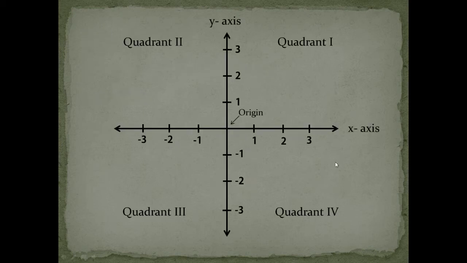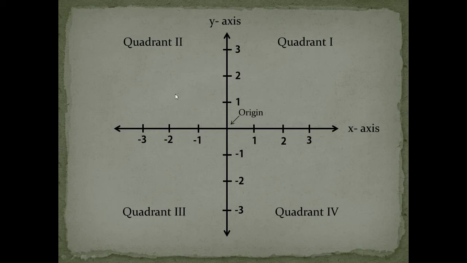Alright, let's go back to the coordinate system. If I have a coordinate system like this, let's find something that we already know. We already know that this is the origin, 0, 0. If I have a point here, let's say it's 1 and 1, which quadrant is it in? Of course, it's in quadrant 1.